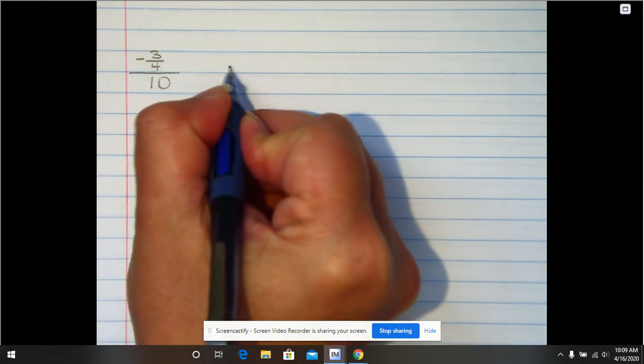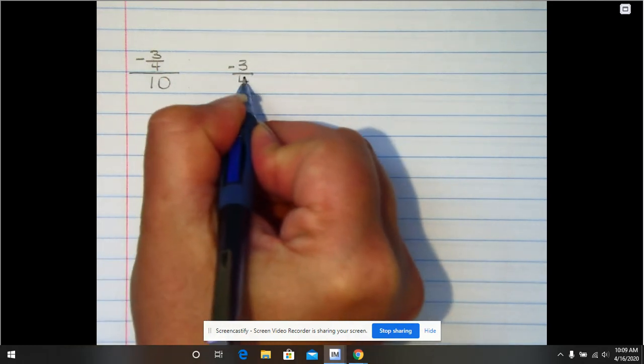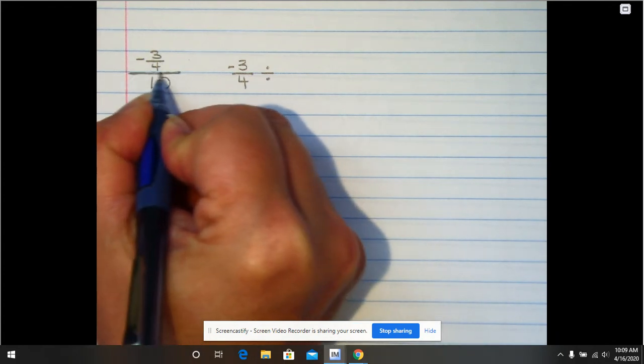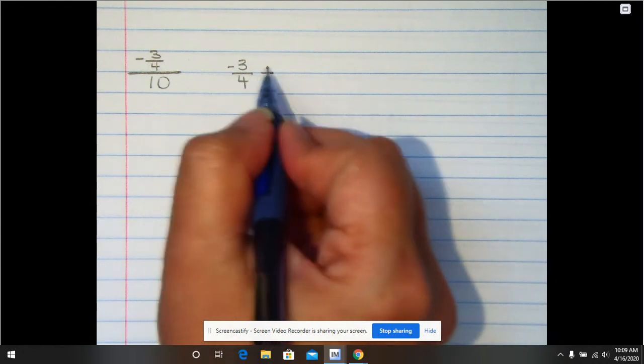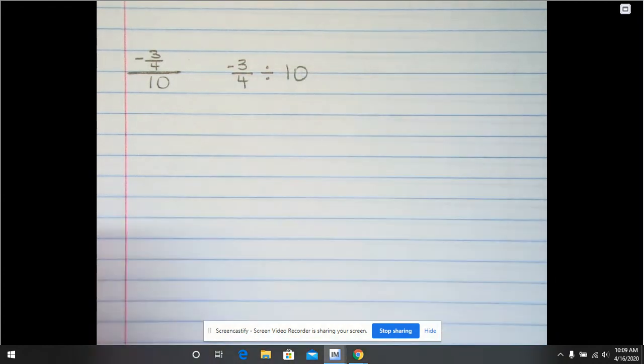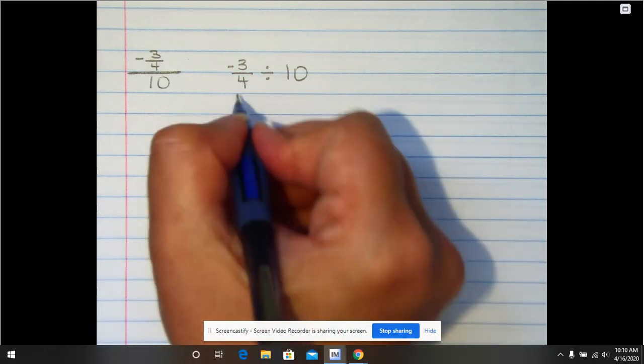But probably for you guys, the more consistent way, the way to really think about this is just really negative 3/4 divided by 10, because all a fraction bar is and has ever been is a division sign. Then we just follow everything we've known about dividing fractions.